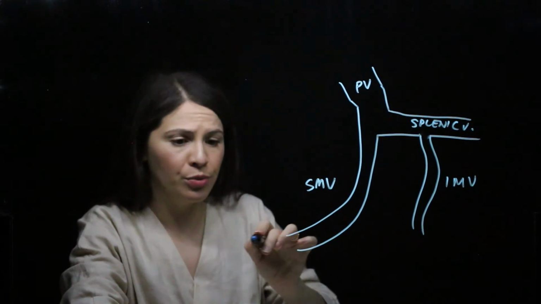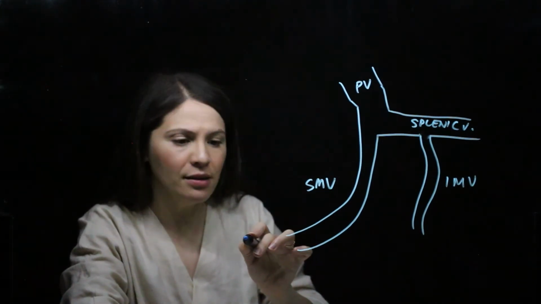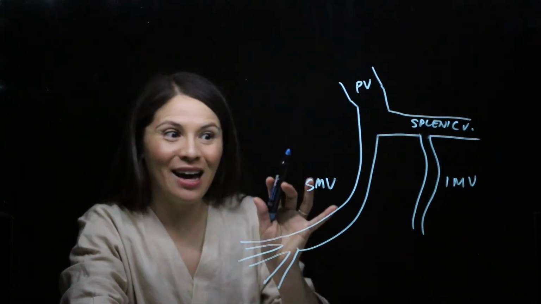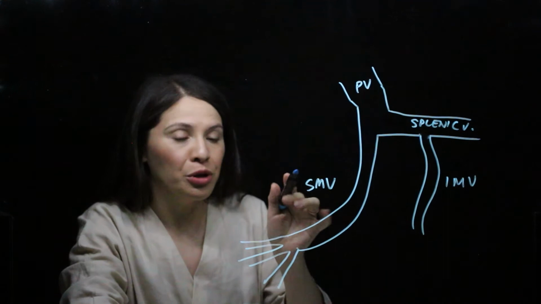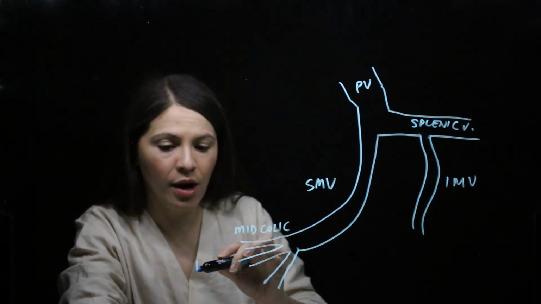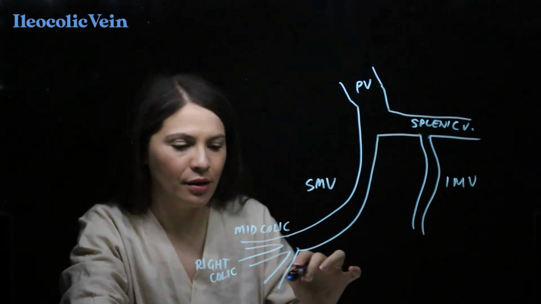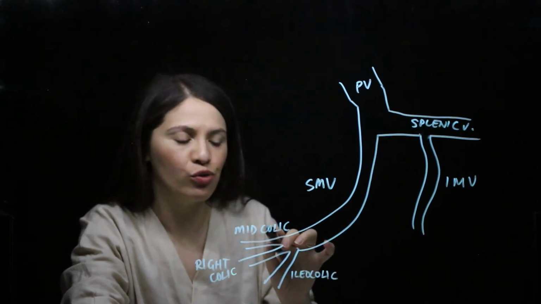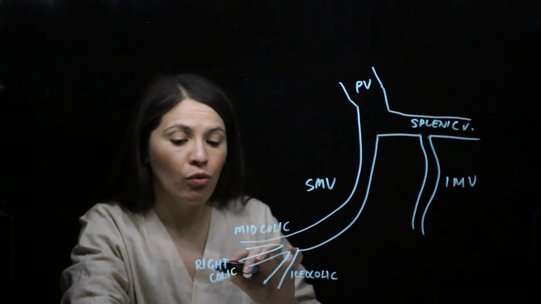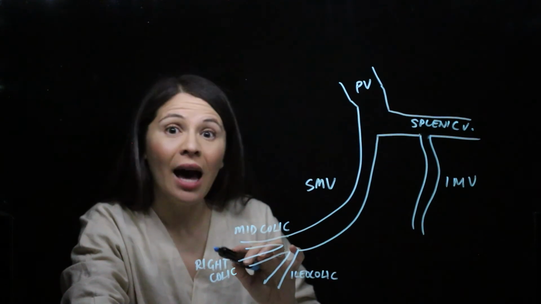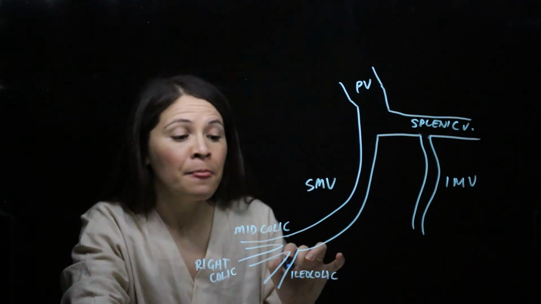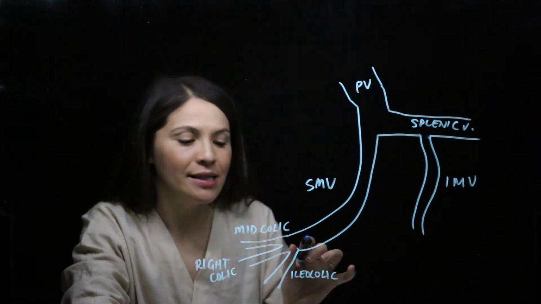Okay, so running into the superior mesenteric vein, we have three main veins. 1, 2, and 3. So same names as the arteries that came off the superior mesenteric artery, so that's easy. We have our middle colic, we have our right colic, and our ileocolic. Middle colic is going to be draining the right-hand side of our transverse colon, including the hepatic flexure. Right colic is going to be draining the ascending colon. Ileocolic is going to be doing the cecum, structures around there, and the majority of the small intestine.